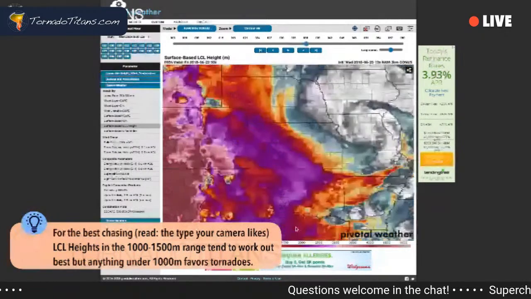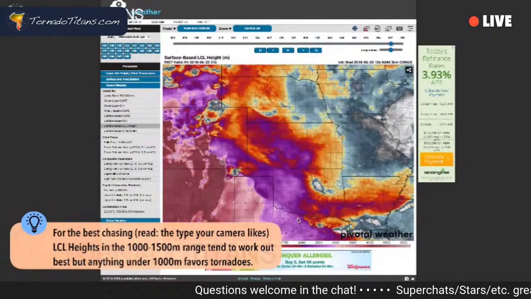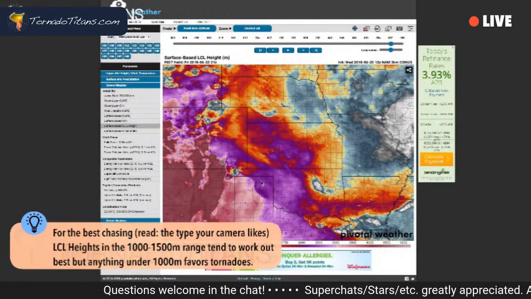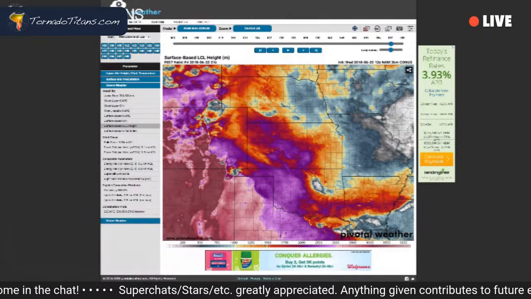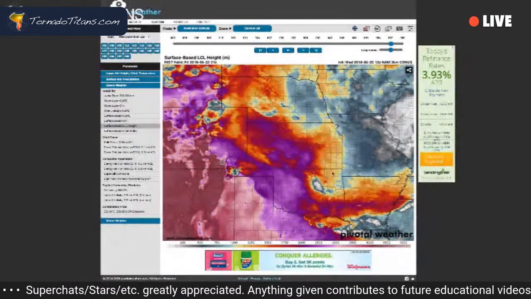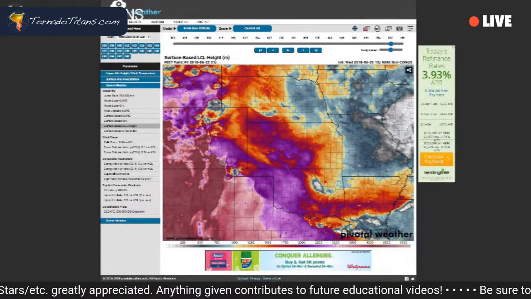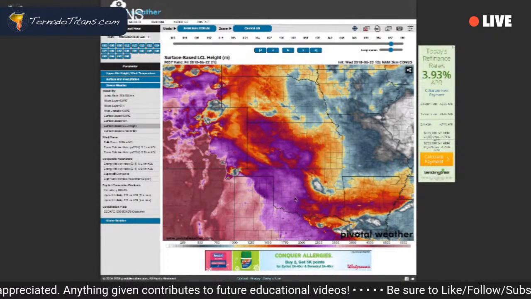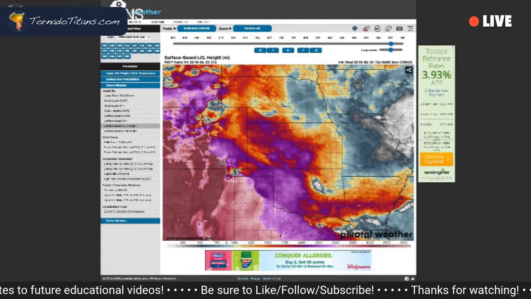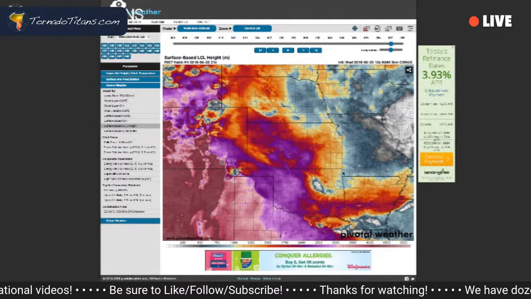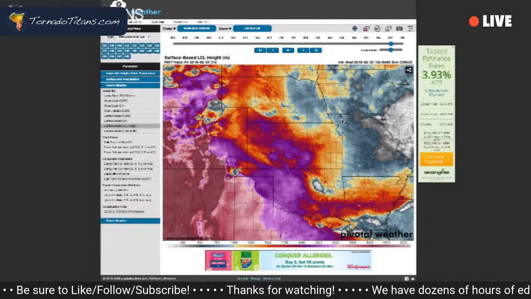LCL heights are another index, which I think there is a happy medium to work for, with heights at 1000 to 1500 being the most ideal for storm chasing. Anything above 1500 becomes a lot harder to get tornadoes, and anything above 2000 is basically saying tornadoes are unlikely. Tornadoes are more likely with LCLs below 1000, but the chasing may not be as good.